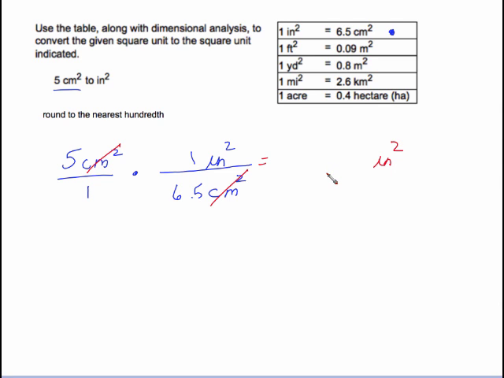And all I have to do is divide 5 by 6.5, and we get 0.77, and I quit there because it says round to the nearest hundredth. You always have to pay attention on your homework for where they're asking you to round.